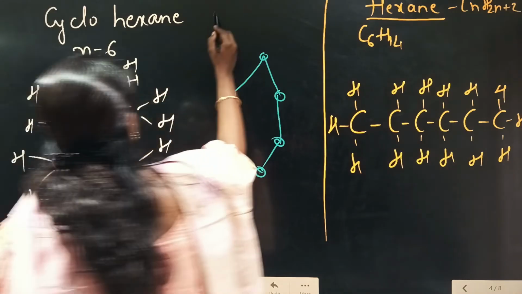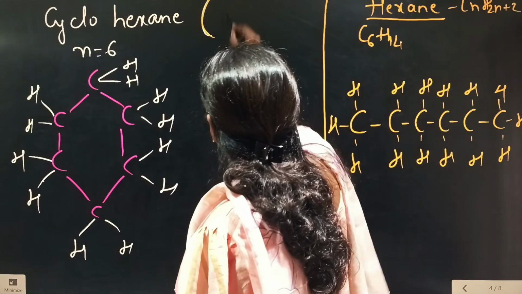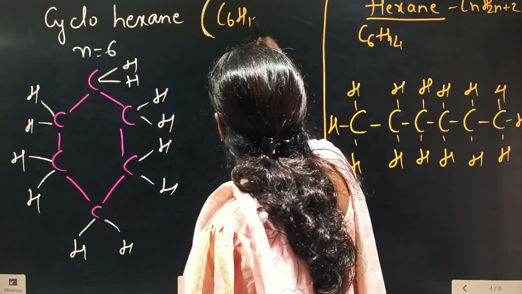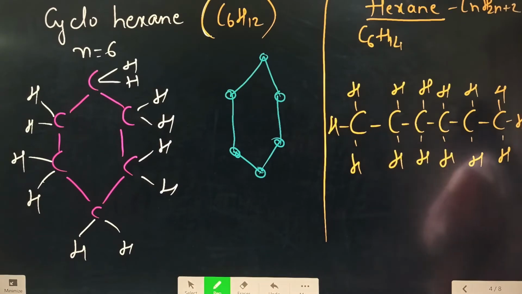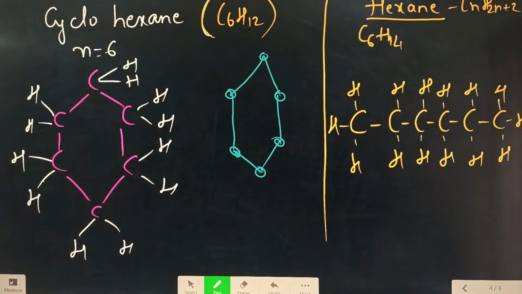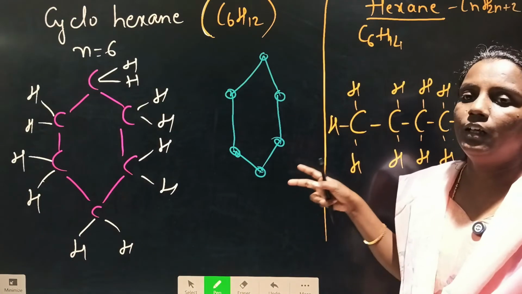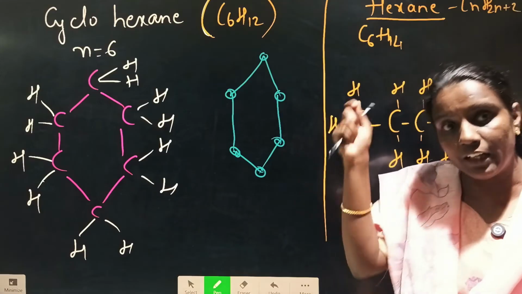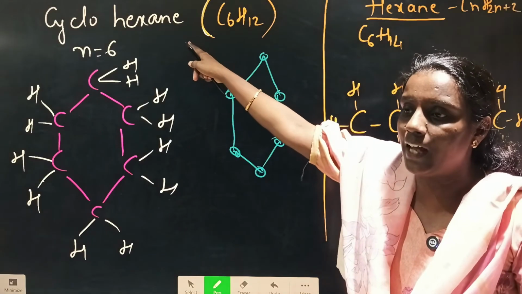So what will the molecular formula of cyclohexane be? What will it be? Yes, C6H12. Fine? Just see this once again. Fine. Now these are some cyclohydrocarbons which are there for your syllabus. With this, till now you have covered the alkanes.